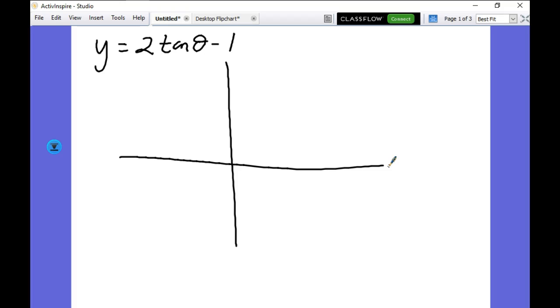Now, at this point, you have to make a decision. Is it tangent or cotangent? Well, we're doing tangent, right? So which angles am I going to use, Allison? Negative 90, negative 45, 0, 45, and 90. Crystal clear. All right. So, next step.